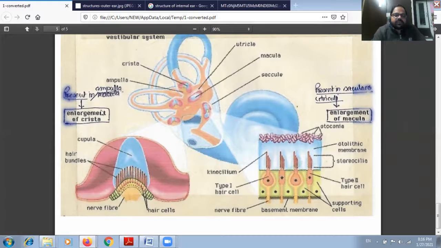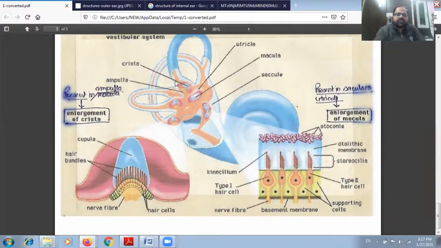We can see that the crista is present here in the ampulla of the semicircular canal. It is very important to notice that the crista is present in the ampulla of the semicircular canal, however, the macula is present in the saculi and utriculi. Again, balancing can be divided into two parts. There are two types of balancing: one is the static balance and another is the balancing when we are moving.